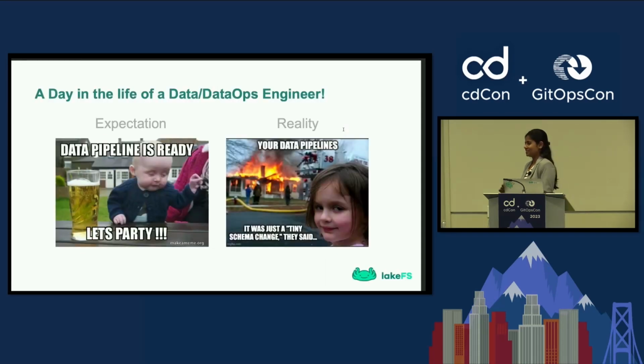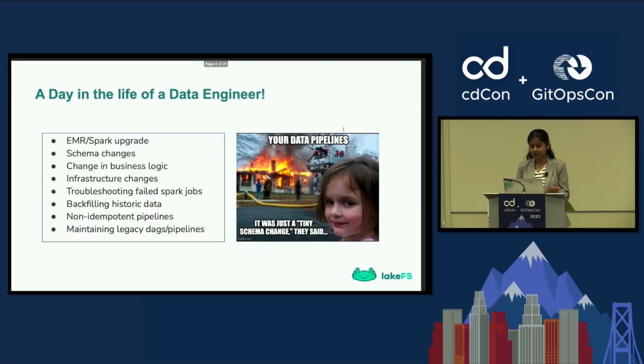Let's dive right in. I was a data engineer before, and this is more or less a very accurate description of what I expected my job would be and what it turned out to be. Most of the data pipelines that we write today do not behave in a predictable manner or in the way that we coded. There are a lot of changes that might happen on the infrastructure side or the business side that might lead to breaking your data pipelines.